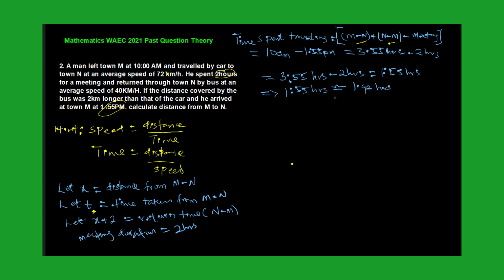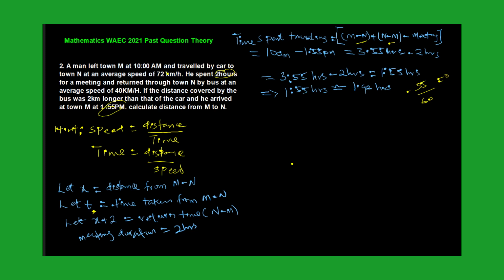Now, I also converted 1 hour 55 minutes to 1.92 so that we can apply it when we are doing the calculation. The point 92 is gotten like this: 55 minutes divided by 60, we get 0.916. If I approximate, I get 0.92. So that's how I got the value of 0.92.